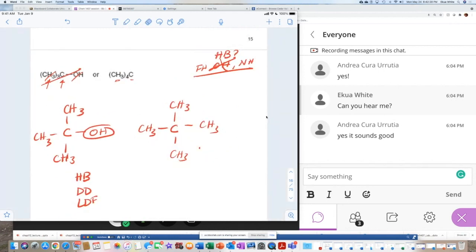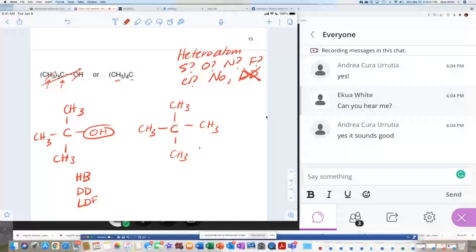So now we're trying to figure out what it has. We said no to hydrogen bonding. Next is, does it have a heteroatom? We're asking, do we see a sulfur? Do we see an oxygen? Do we see a nitrogen? Do we see a fluorine? Do we see a chlorine? Do we see anything besides carbon and hydrogen? The answer is no. So we can say no dipole. Dipole is also out. What are we? Carbons and hydrogen. So this one here has LDF.